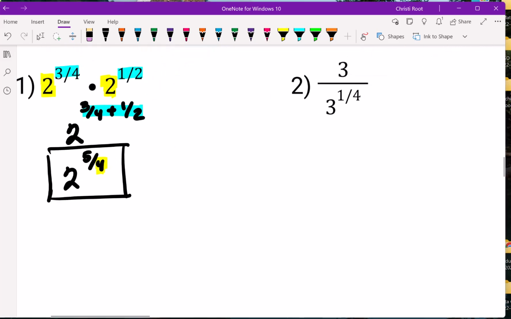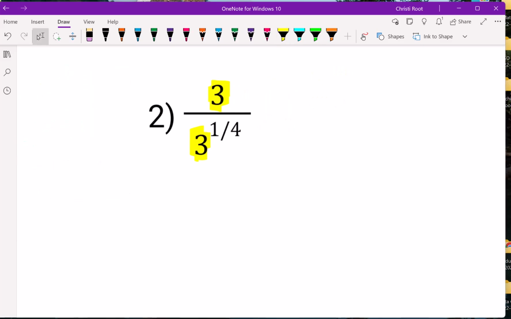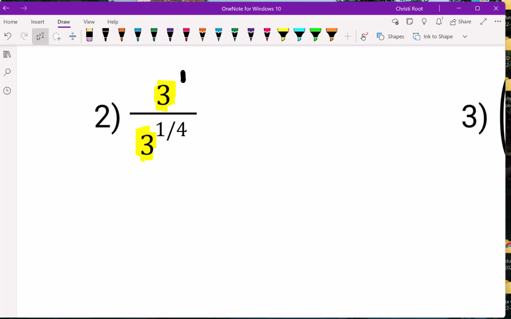So let's talk about number 2. What do you notice? We notice that we have the same base. I have base 3. I have base 3. Now, it kind of annoys me at the very top. I don't have an exponent. I do. So I'm going to put the little 1 there. I'm visual. I like to see the exponent, so I put 1 there.